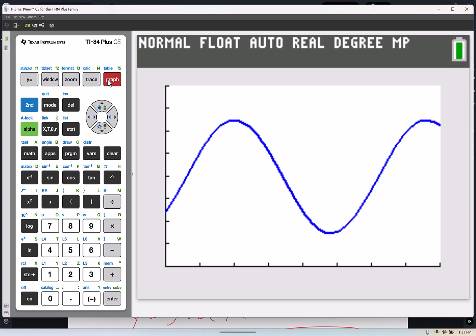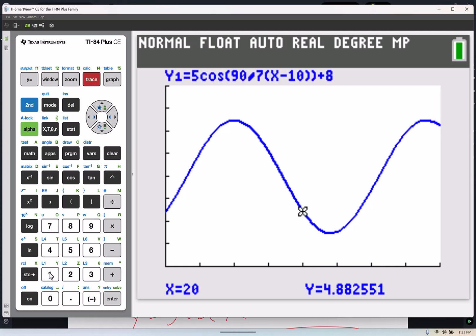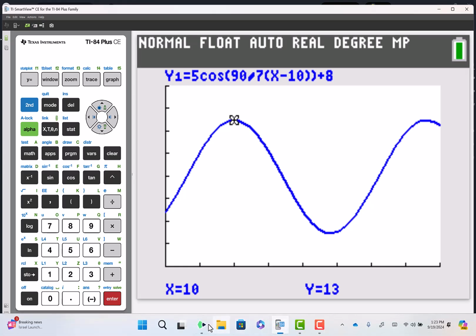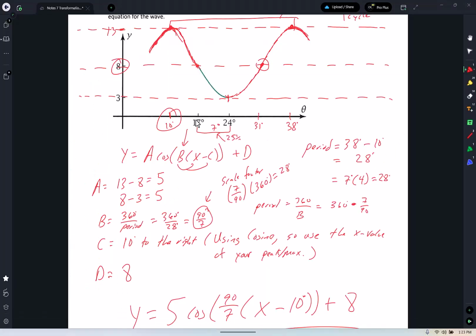Let's test it. Here we go. Trace 10. Enter 13. All right, let's see. What else do I want to test? Let's test a midline, a midpoint. I better have a point at 17, 8.